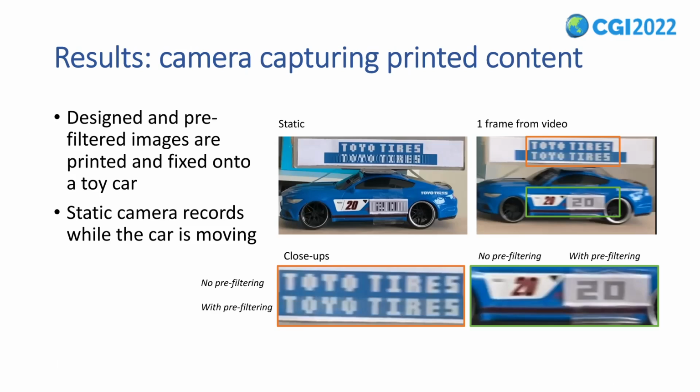Our method also works for printed content. We printed the pre-filtered image and fixed it onto a toy car, and let it move across the field of a camera. The camera then captures a video, and it shows that the pre-filtered image does appear sharp compared to non-filtered ones.